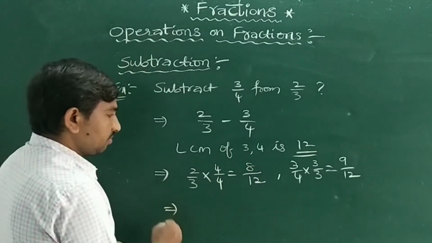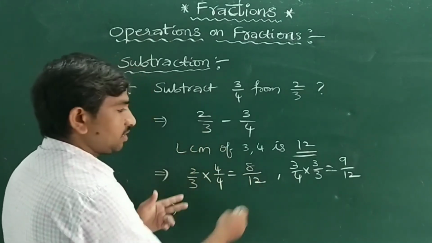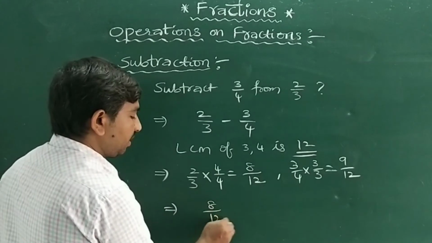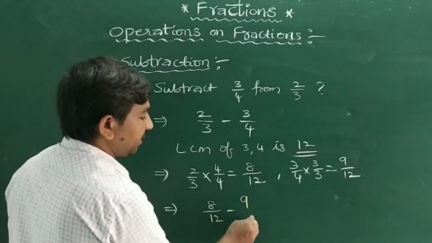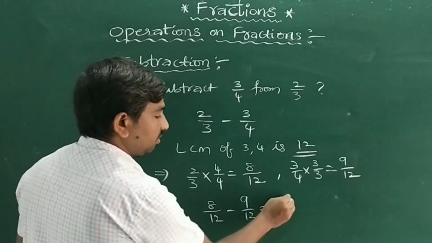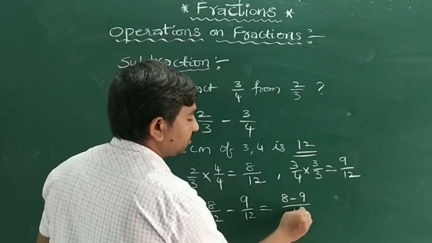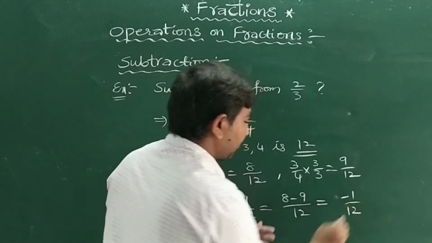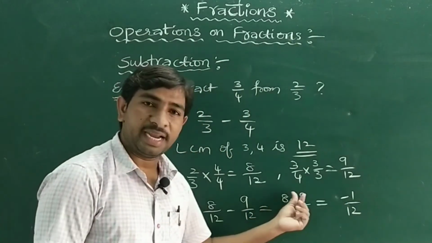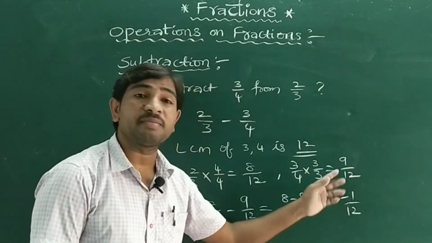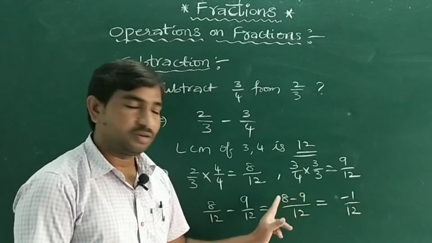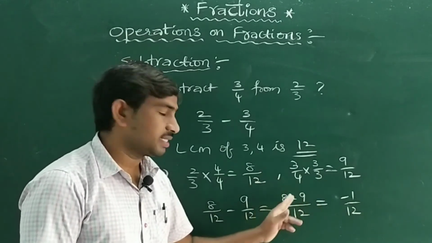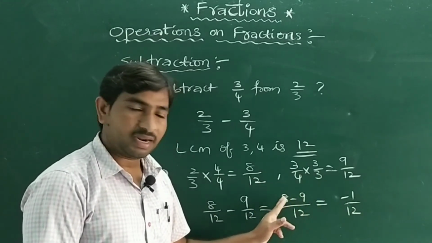Now the subtraction is very easily possible. So 8 by 12 minus 9 by 12 equals 8 minus 9 by 12. Directly we can write that as minus 1 by 12. Subtract 8 minus 9, then what do you get? Minus 1.